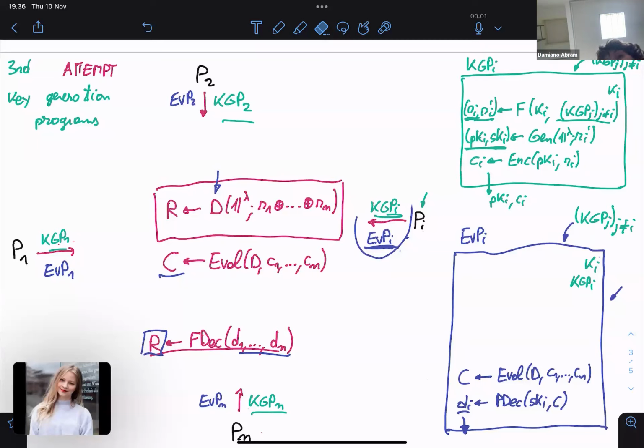But first of all, we need to derive the ciphertext and the public keys of the other parties. And how can we do this? Well, we are given as input the key generation programs of the other parties. So we can simply run them inside the code of EVPi. So for every j, EVPi will obtain PKj, Cj by running the key generation program of party Pj on input the other key generation programs.